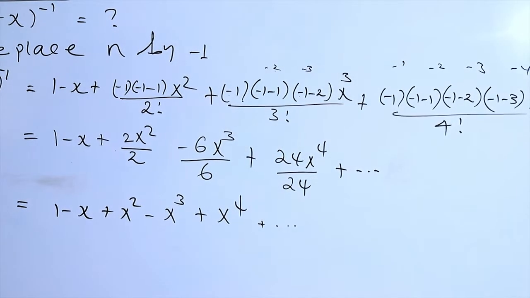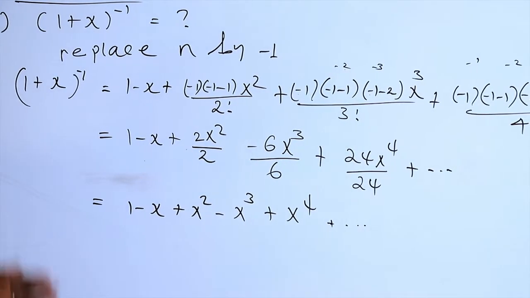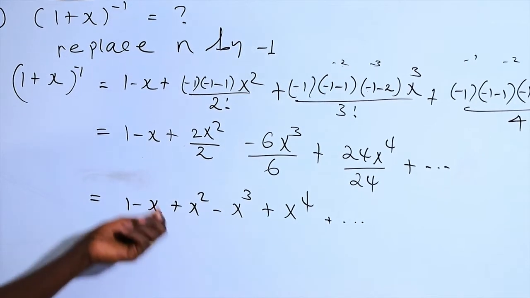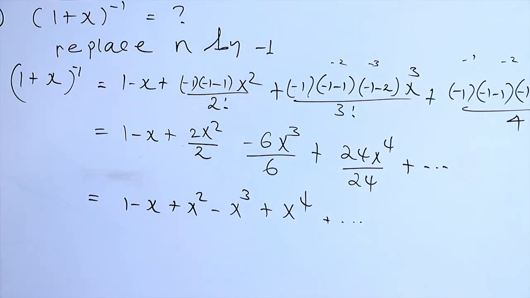Therefore our expression 1 plus x to the power of minus 1 is exactly equal to the series 1 minus x plus x squared minus x cubed plus x to the power of 4, plus, continuing in such a way.